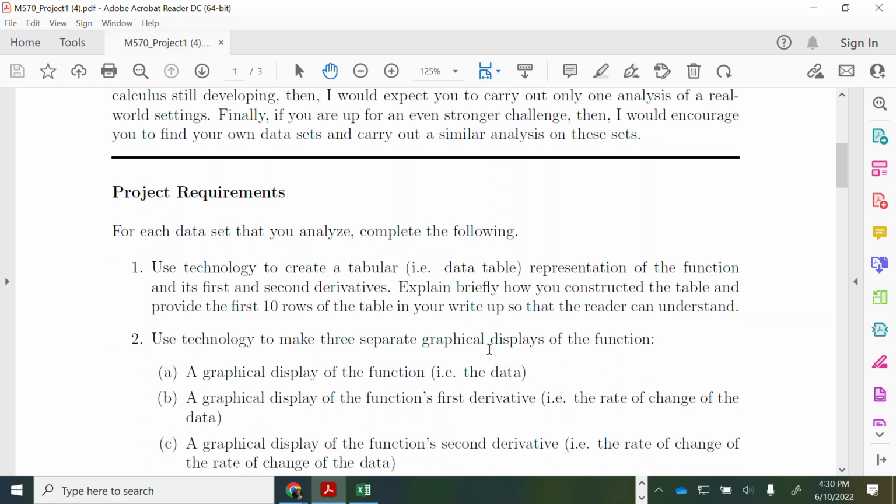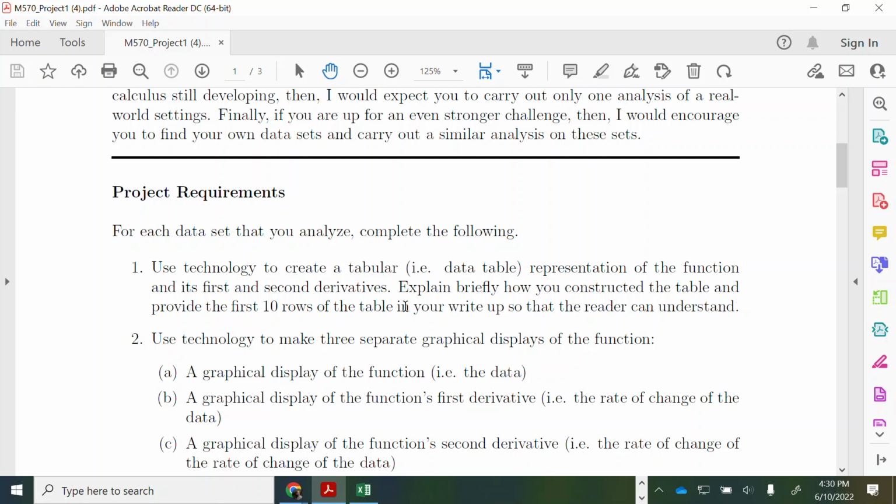So what are the requirements? For each data set you analyze, complete the following. Use technology to create a tabular, that is a data table, representation of the function and its first and second derivatives, and explain briefly how you constructed the table. Provide the first 10 rows of the table in your write-up so the reader can understand. Some of the data is fairly large, so you'll want to include just 10 rows.